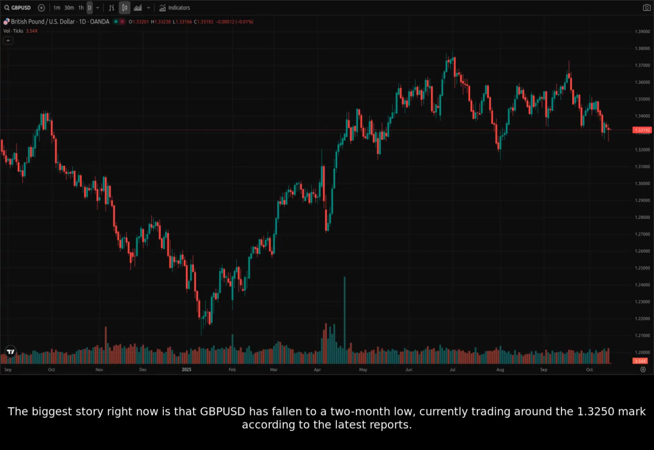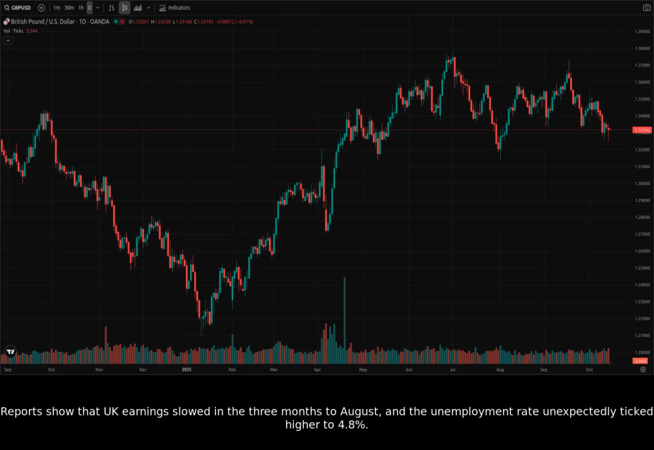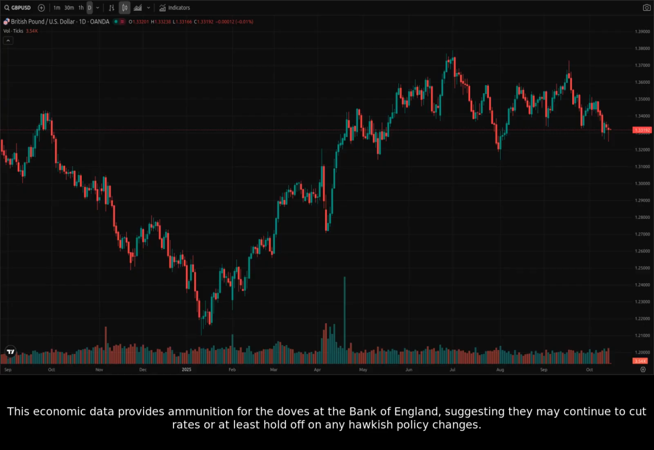The biggest story right now is that GBPUSD has fallen to a 2-month low, currently trading around the 1.3250 mark according to the latest reports. This sharp decline is being directly attributed to weakening UK labour market data. Reports show that UK earnings slowed in the 3 months to August, and the unemployment rate unexpectedly ticked higher to 4.8%. This economic data provides ammunition for the doves at the Bank of England, suggesting they may continue to cut rates or at least hold off on any hawkish policy changes.